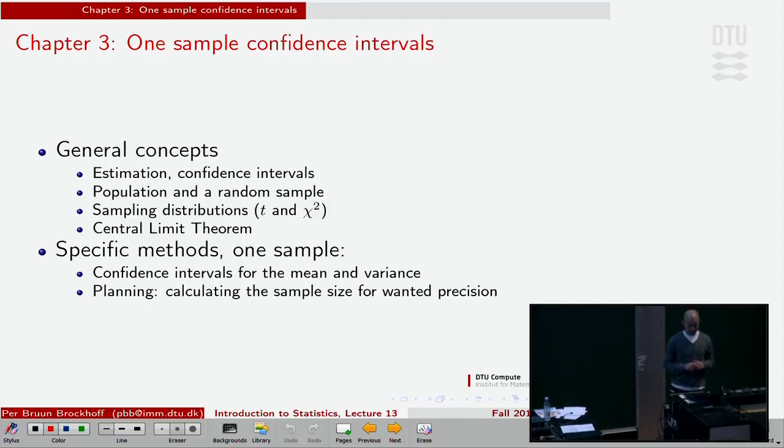The idea, and we saw the formula. Do we remember the formula here? X bar plus minus a t quantile times the sample standard deviation over root n, if I remember correctly. The t then depends on the alpha and the number of observations. We use n-1 degrees of freedom, right?